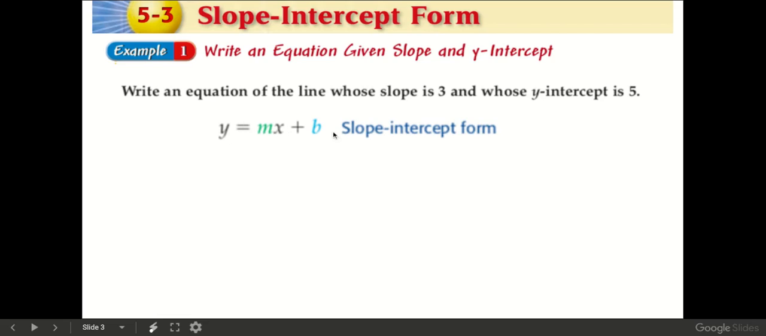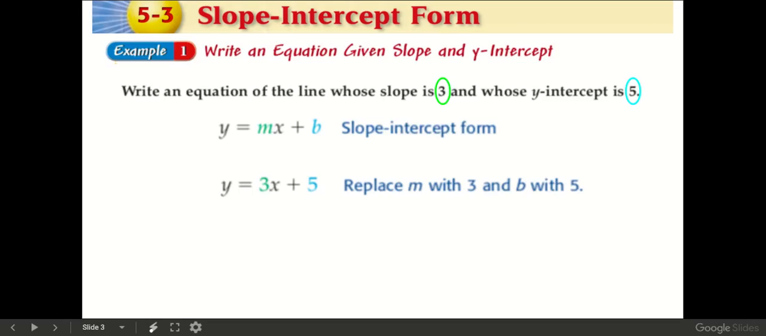So really, all I need to do in order to write the equation of this line is to put in the slope and the y-intercept, which it clearly gives me right here, right? So I'm going to go ahead and take my slope and my y-intercept and substitute them into the equation. So 3 is my slope, 5 is my y-intercept. So my equation would be y equals 3x plus 5, right? I put the slope in the right spot and I put the y-intercept in the correct spot.